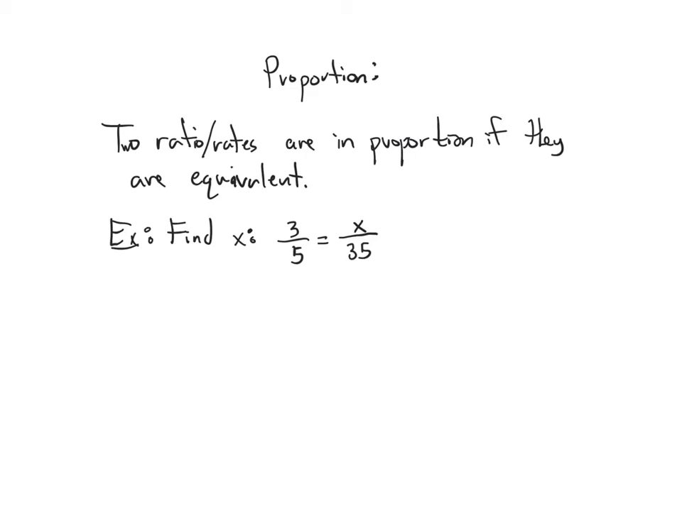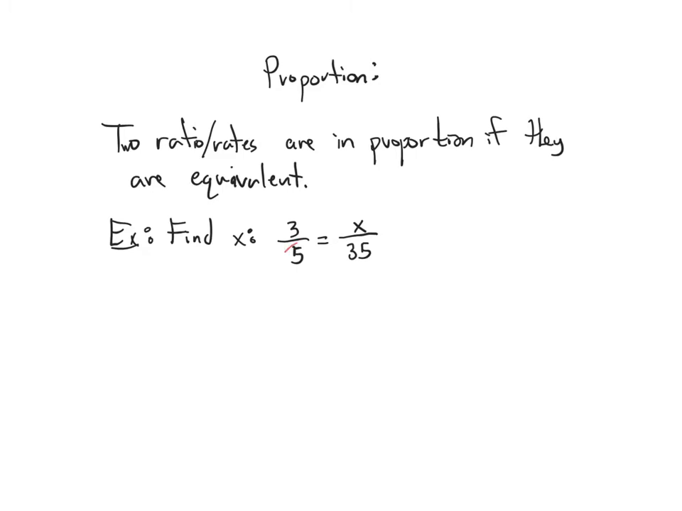All right, I quickly want to talk about proportions. Proportion is just a fancy word for rates or ratios that are equivalent. So what we can do is set them up as an equation. We want to find x here so that this ratio, 3 over 5, is equivalent to this one, x, whatever x is, over 35. So what we can do is cross multiply.